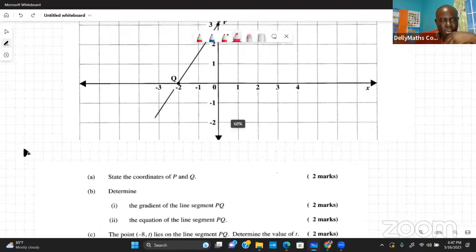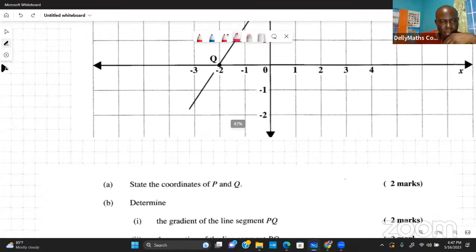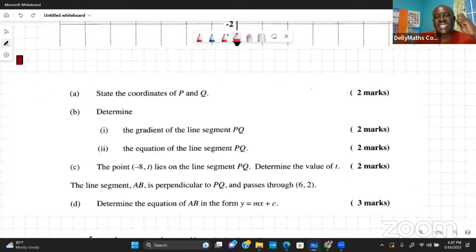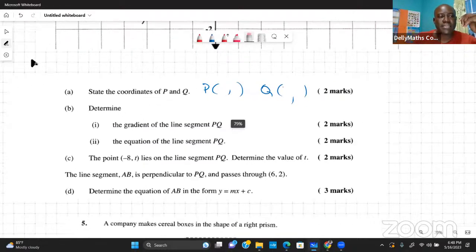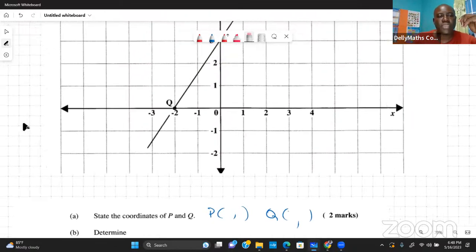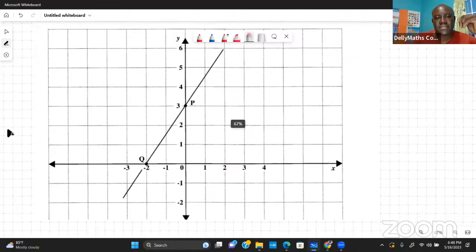Here are the questions. First question, let me blow that up. The first question says, state the coordinates of P and Q. So we're going to write the coordinates of P and Q right here. State the coordinates of P and Q. Let's go back and take a look at it. Coordinates, P and Q. They love to give these because people tend to make mistakes.